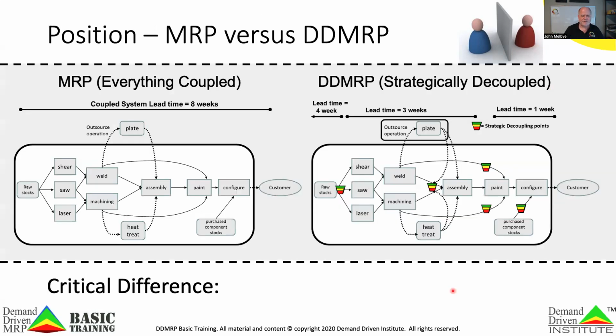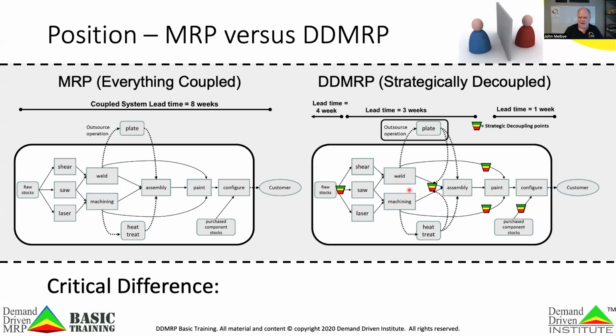If we look at the combination between MRP and DDMRP, on the left side everything is coupled, and we understand that everything has to happen in these 8 weeks exactly as planned in order to hit that customer due date. But in DDMRP, we're strategically decoupled, which means if I have inventory here, then I can think about a lead time of 1 week to the customer. And then I have a 3-week lead time to produce everything as expected in here. And I have a 4-week lead time to separately look at my raw materials and make sure that those are stocked.